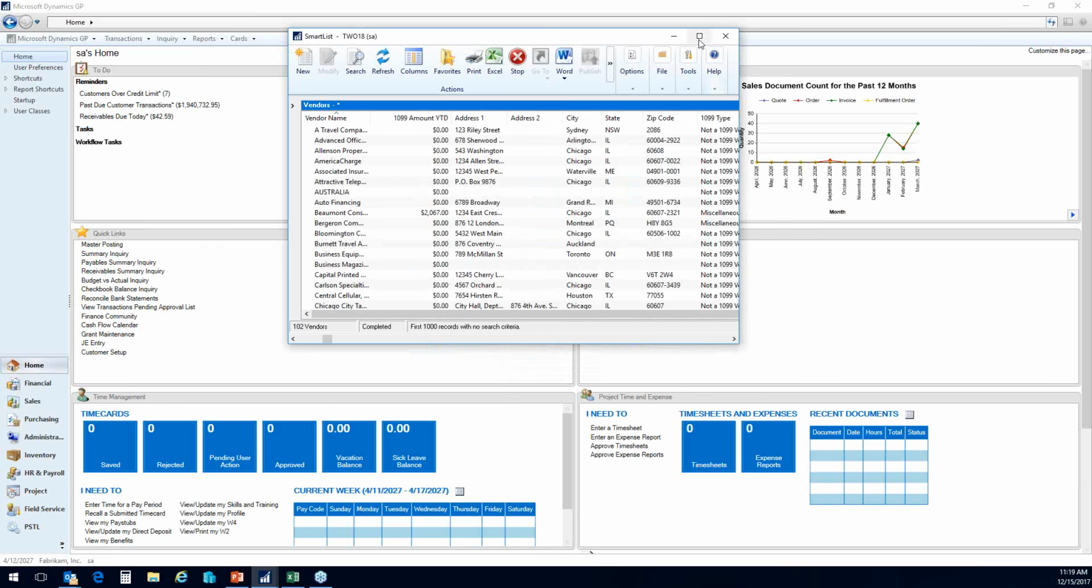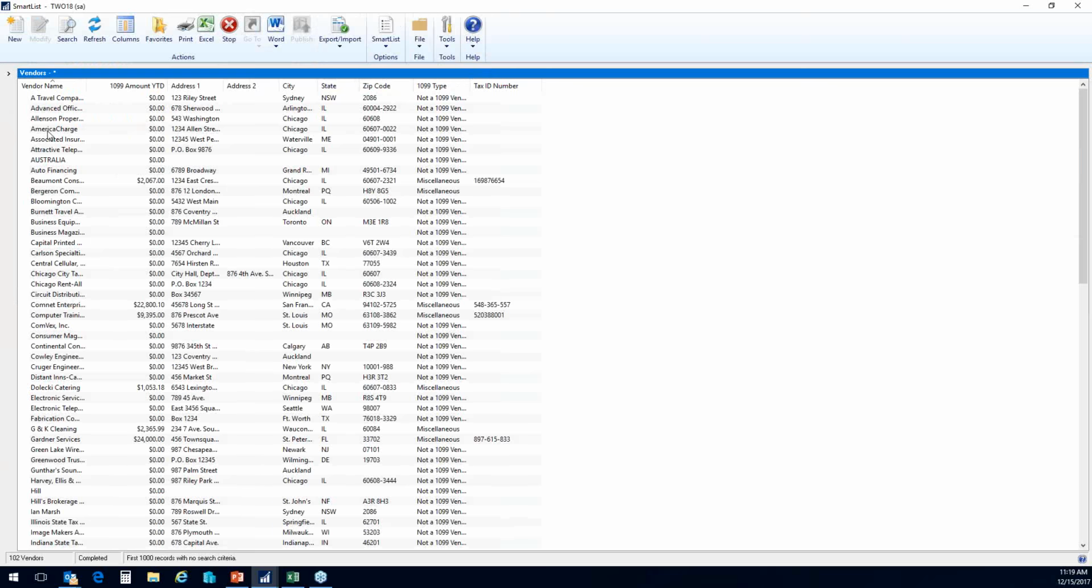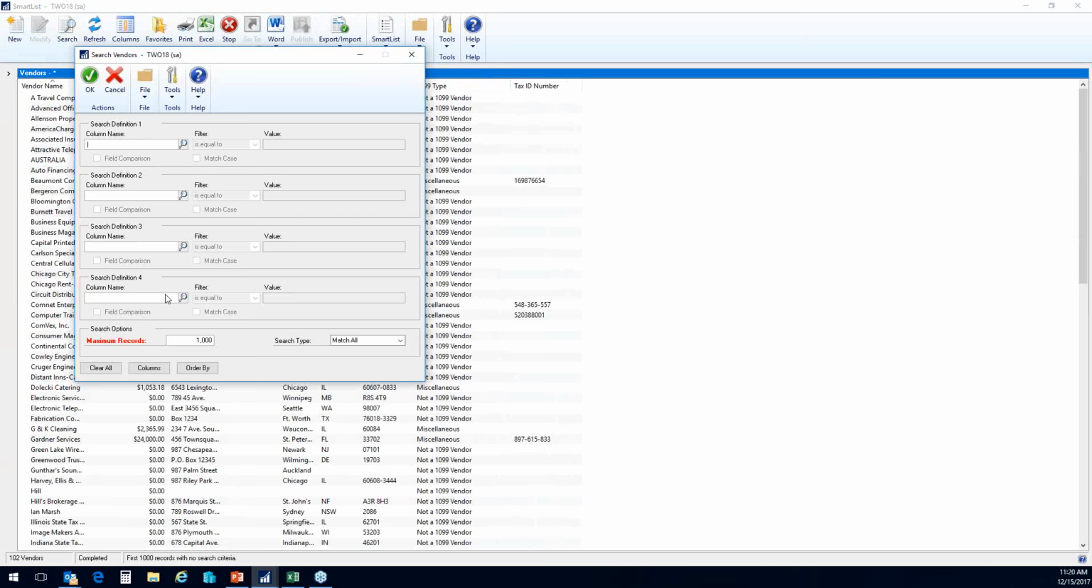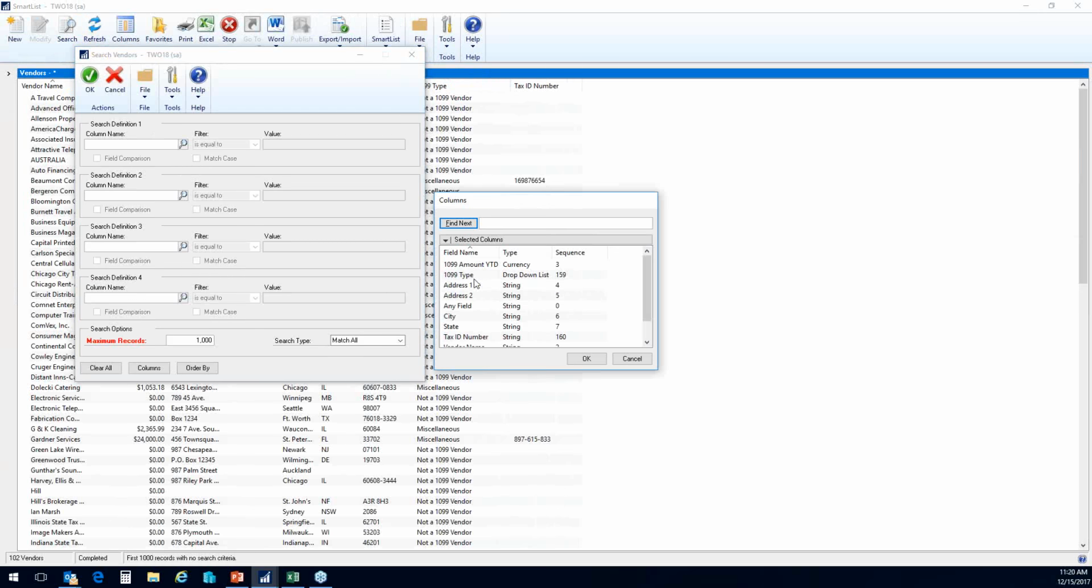And so here, yeah, let me make that a little bit bigger. We can see a bunch of stuff here. Some of it doesn't apply at all. So really what I need to do is just filter this a little bit to get to those vendors that I would consider problems. And so I can use the search capability here and put up to 4 different layers or levels of search on.